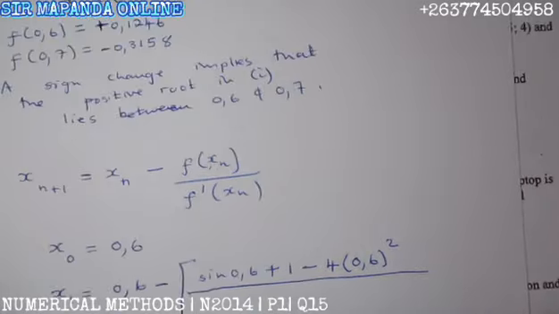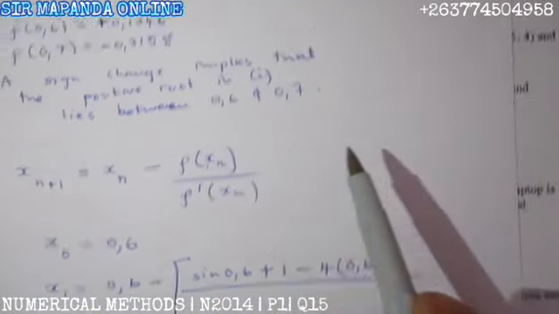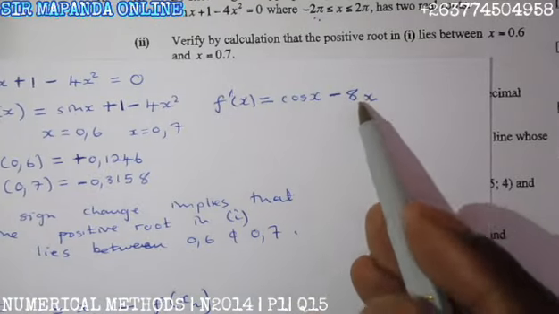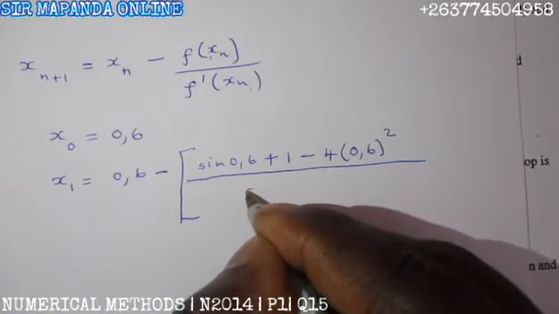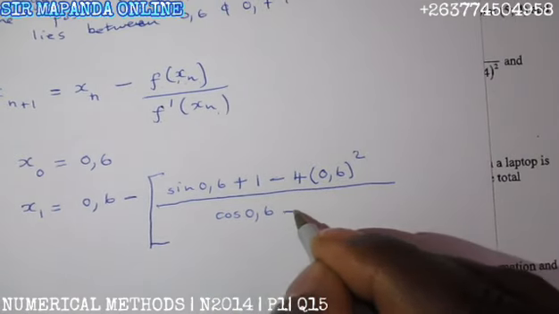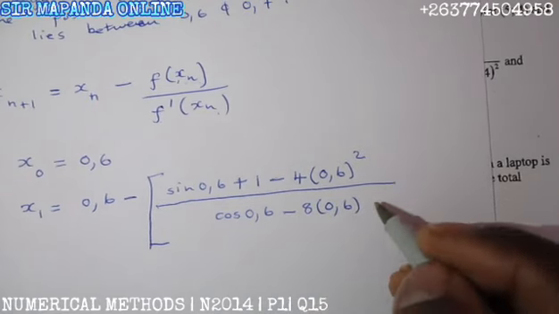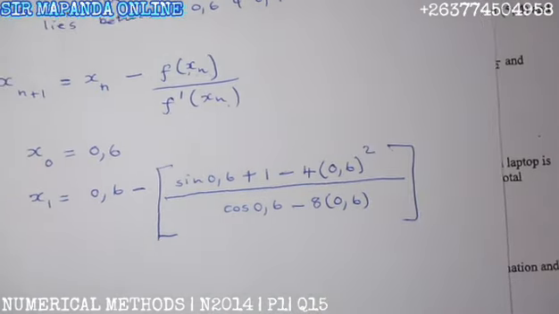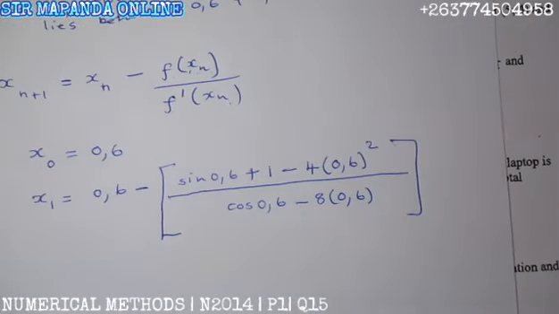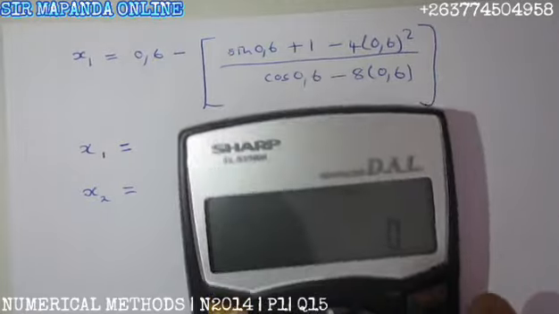Then we substitute 0.6 in the f prime to get f prime of xn. So our f prime is cos x minus 8x. So you get cos 0.6 minus 8, open bracket, 0.6. Then you close your bracket. I hope you are following class. Right, so let me punch this in our calculator.